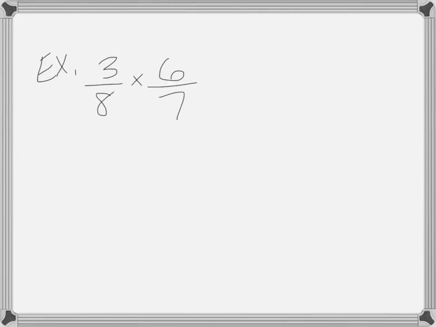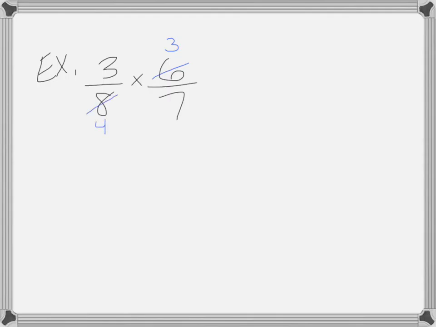So we're going to multiply 3/8 times 6/7. And the first step is to reduce diagonally. The 8 and the 6 are diagonal from each other. So I want to think about the largest number that divides into both 8 and 6. That would be 2. So if I divide 6 by 2, I'm left with a 3. And if I divide 8 by 2, I'm left with a 4.